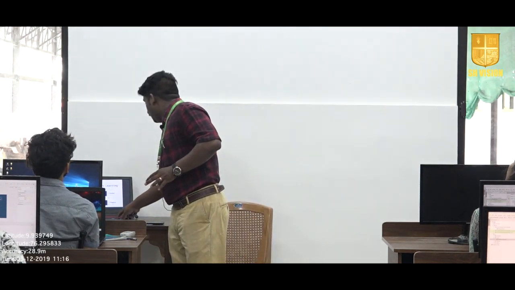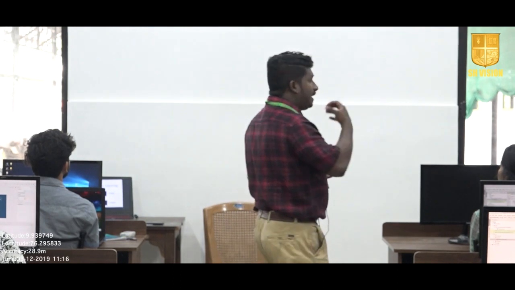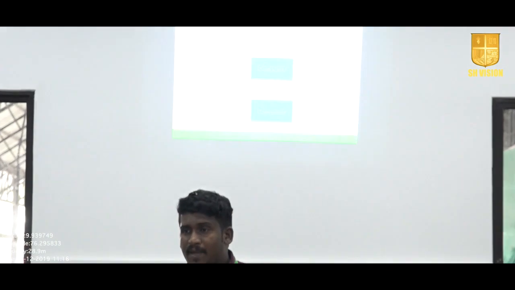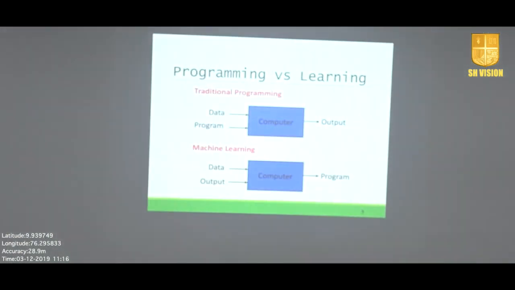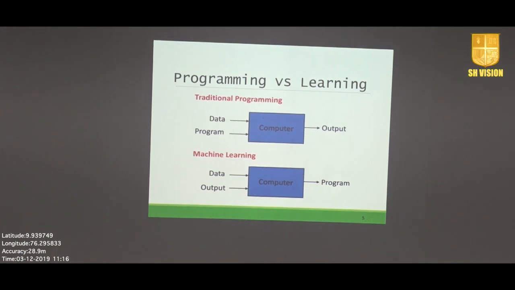Is it clear? Okay. So what is the difference between traditional programming and machine learning? In traditional programming, we are giving the data as well as the program to the computer, and the computer will generate the output. But in machine learning, we are giving the data as well as the output, and we are generating the program itself.